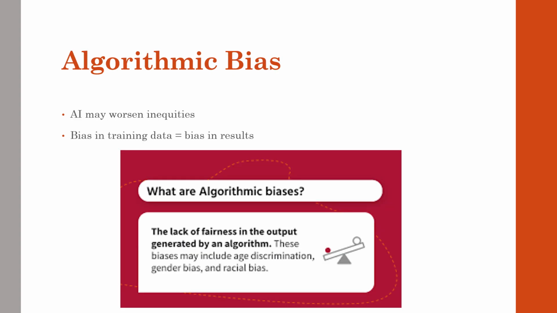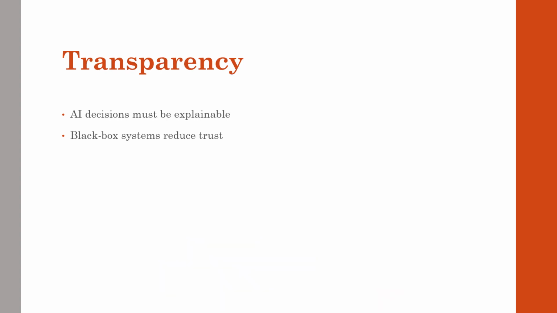Algorithm bias. Algorithm bias is a growing concern in AI-powered health systems. When training data underrepresents certain populations, the resulting algorithms produce skewed results. This can worsen inequalities in diagnosis, treatment, and care delivery.